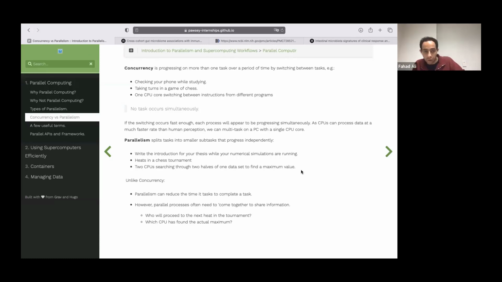So one CPU will take maybe the beginning of the data set, another CPU will take the end of the data set, and they will both conduct the search at the same time. But can we think about reasons that this might create some problems? If you have two processes trying to do the same thing on a data set, just taking this example here, two CPUs searching through two halves of one data set to find a maximum value, what problem might arise from trying to do that?